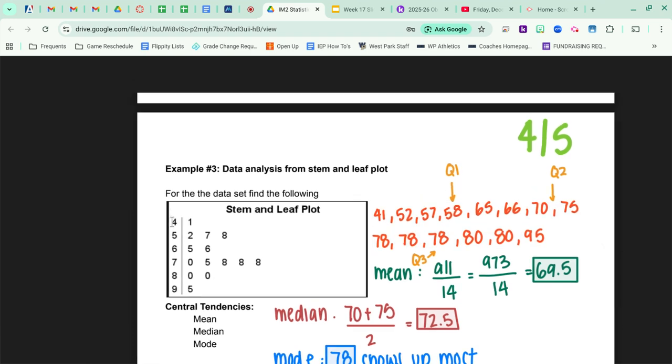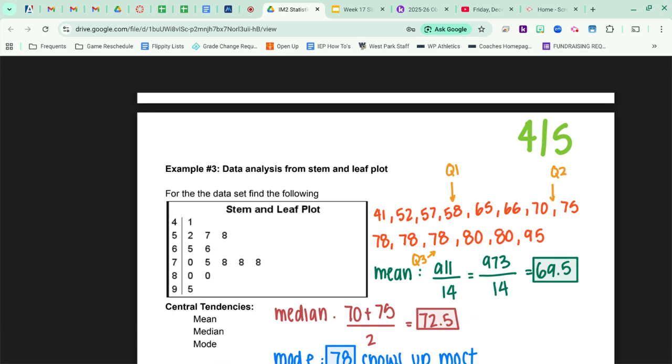So if you notice here, the 4, 5, 6, 7, 8, and 9 are all in the tens spots, okay? Now the numbers on the right side are like the leaves, and those leaves are coming off of the tens place. So this 1 right here is representing 41. And then the 2, 7, and 8 represent 52, 57, 58. The 5 and the 6 represent 65 and 66. Again, this is just a way to summarize data into something more compact, okay?